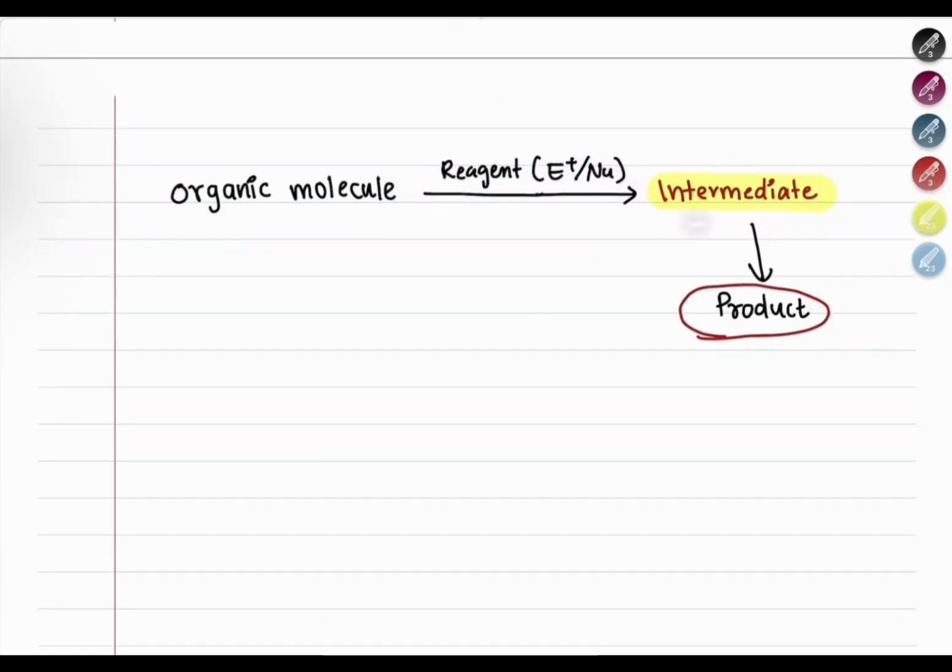Intermediates are molecules or species which are formed between the reactant and the product, and these are reactive and unstable. So intermediates will be unstable and reactive.